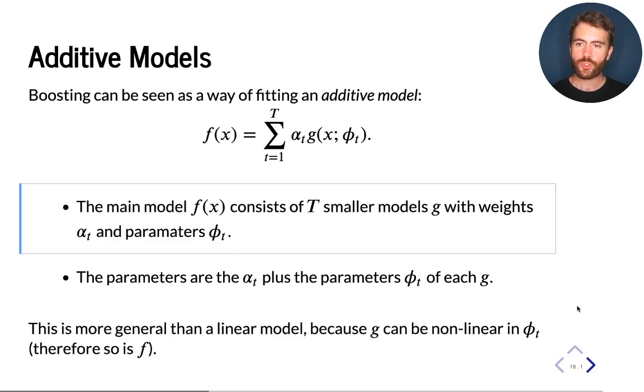And this is more general and more powerful than the kinds of models that we have seen so far. For example, it's more powerful than a linear model because now each of these G's can be much more complex, and in fact this model is not necessarily linear in its parameters because G may not be linear in its own parameters. For example, if G is a decision tree, then it's going to be a nonlinear model. So this makes the ensemble more powerful, but it also makes it more difficult to train.